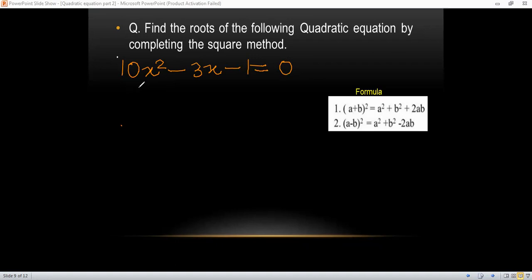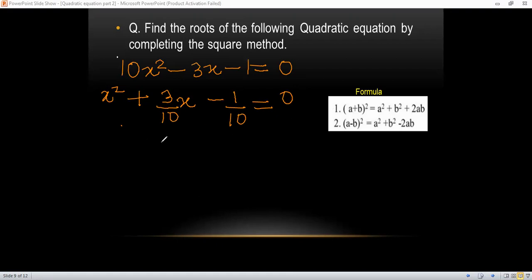And what is the condition? That with x square there should not be any constant. So that means what I will do, I will divide the whole equation by 10. So x square, what we will get? x square plus 3 by 10 x minus 1 by 10. And 0 will be the same, because if you divide 0 by 10, it will be 0 only.